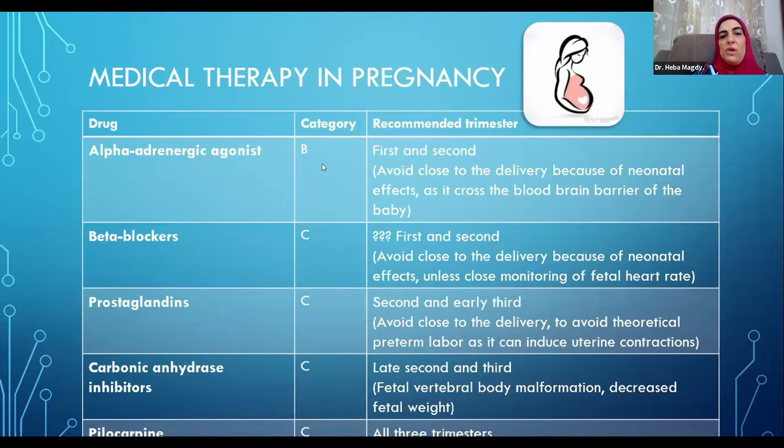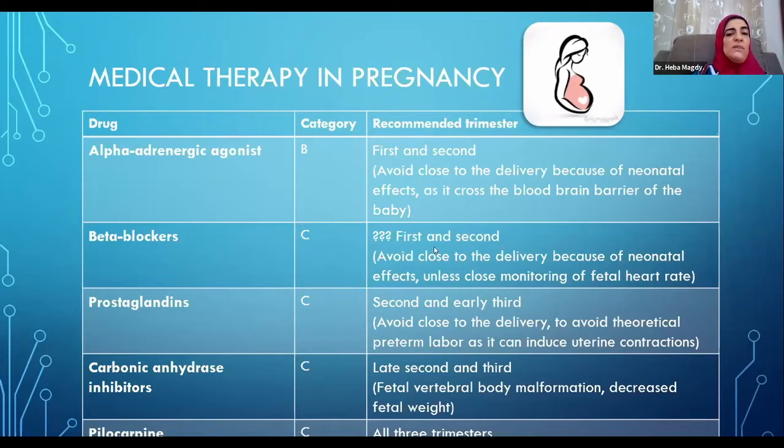The only drug in group B is the alpha agonist. The alpha agonist lies in group B, so it can be used safely in the first and second trimester, but avoid its use close to delivery because of neonatal effects, as it can cross the blood-brain barrier.